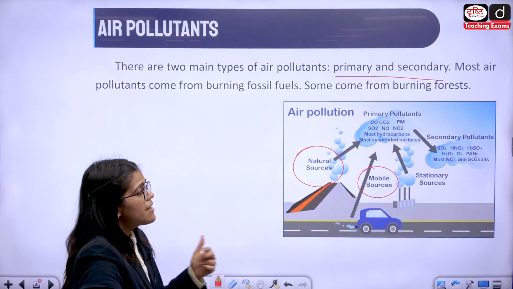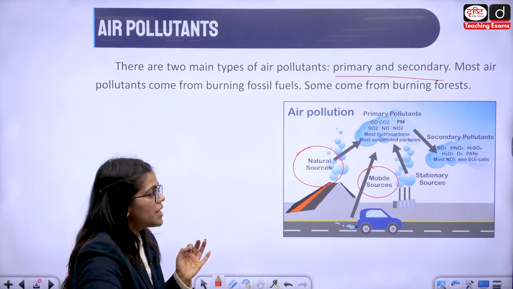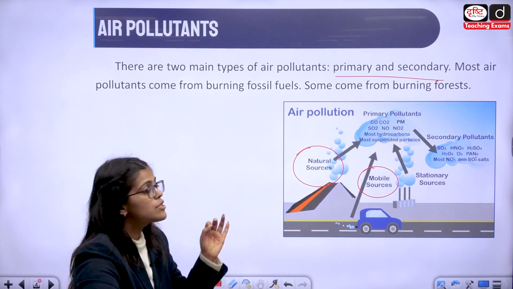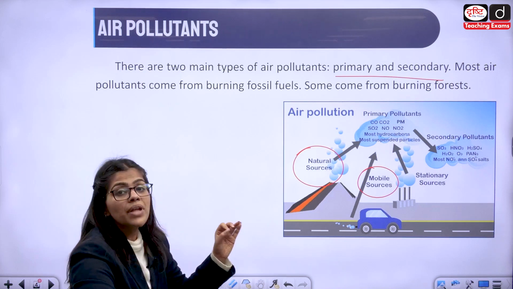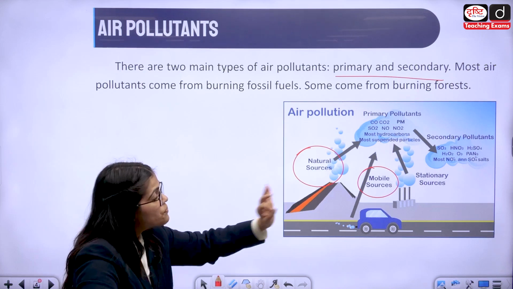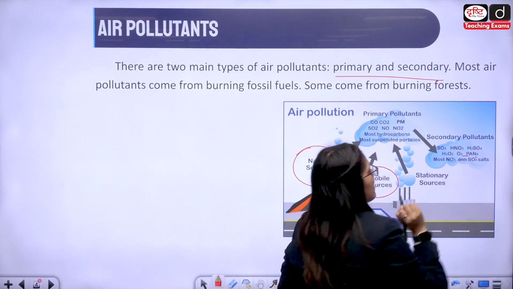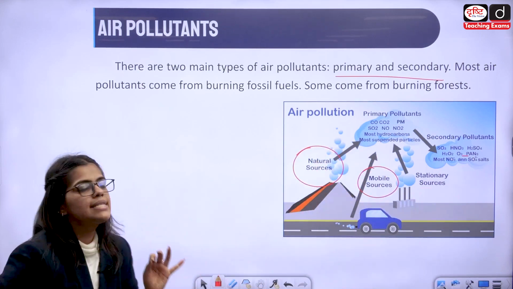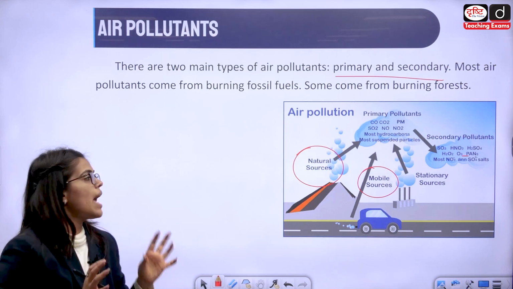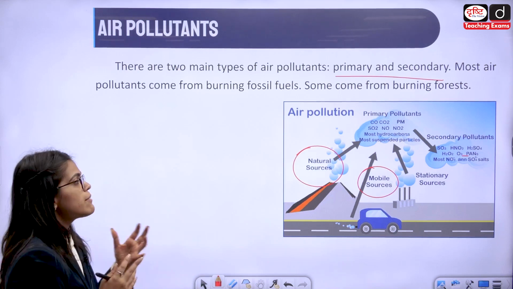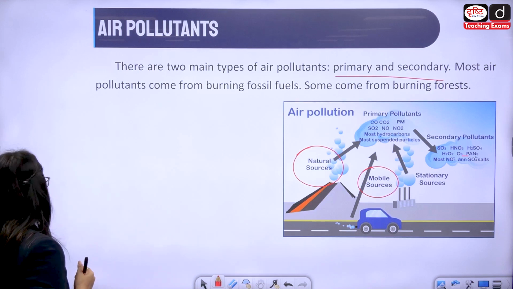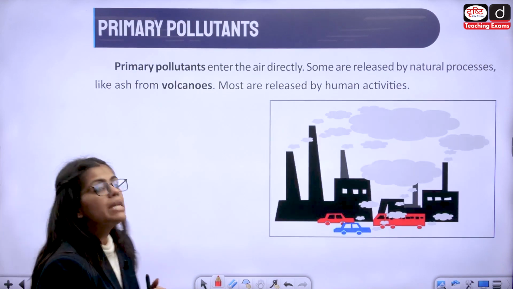While there can be secondary pollutants like SO3, HNO3, H2SO4, and O3, ozone. There can be PAN and NO3, etc. So there can be different types of secondary pollutants. Let us discuss some of the primary pollutants.